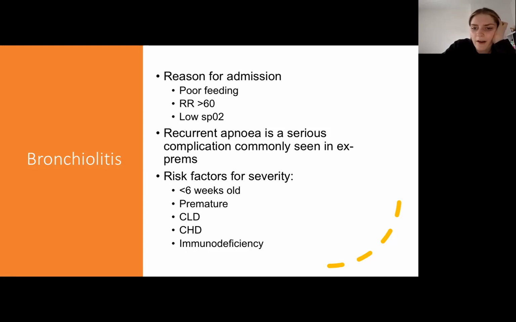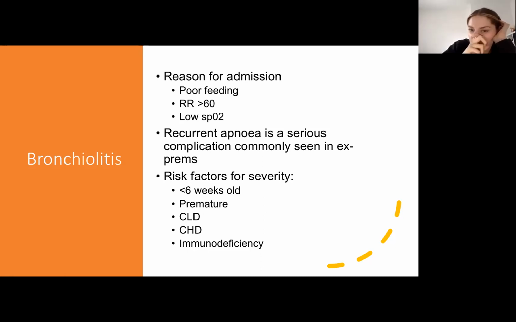You can get apnoea in premature babies. It's just where they stop breathing. Obviously very scary for the parents. So you need to be aware of that, because you don't want to send a child home that's at risk of that. So being aware of their birthing history and things is so important.